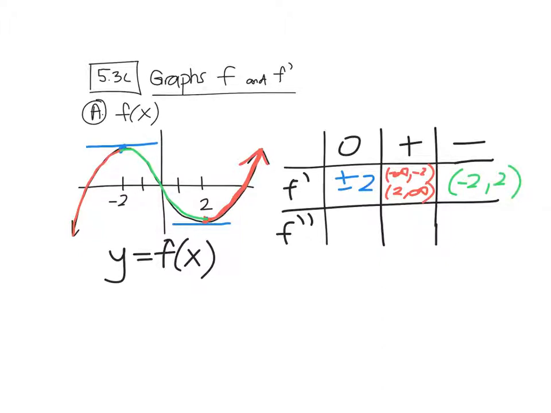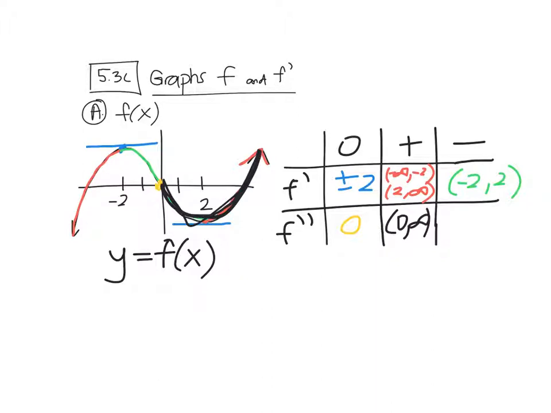Now where is the second derivative equal to 0? The second derivative is equal to 0 at inflection points. It's going to be right in the middle of the maximum and the minimum. So at the point (0, 0), you could just say when x equals 0. And where is the second derivative positive? It's positive when you are concave up. Concave up, yes, 0 to infinity.